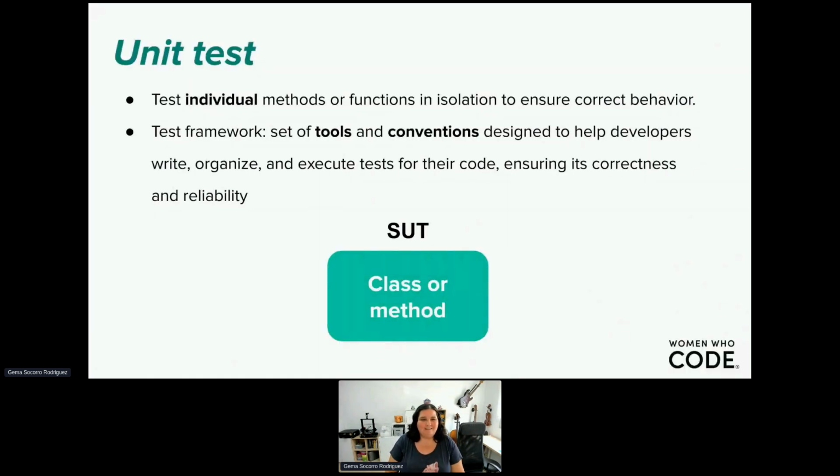A unit test will test individual methods or functions in isolation to ensure the correct behavior. It's not mandatory, but usually we will use a test framework, which is a set of tools and conventions to help us write them, organize them, and execute them in our code. In this case, the system under test will be a class or a method. If we have a big method, maybe we want to have a big set of tests for that method.